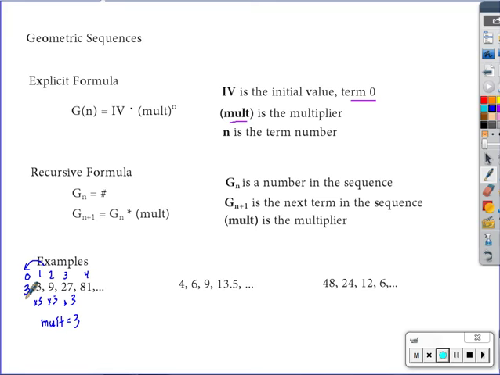Now this particular case is unique because dividing 3 by 3 would actually give me 1, and that still works. So my initial value then is 1. So if I write my explicit formula, I would have g of n, I'm just calling it g because it's geometric. That's going to equal my initial value of 1, my multiplier of 3, and now my variable n is the exponent. So I need to make sure I write it high enough that I know it's an exponent.